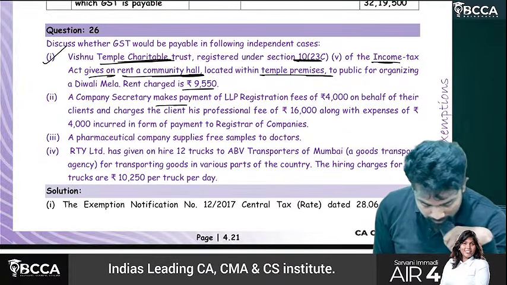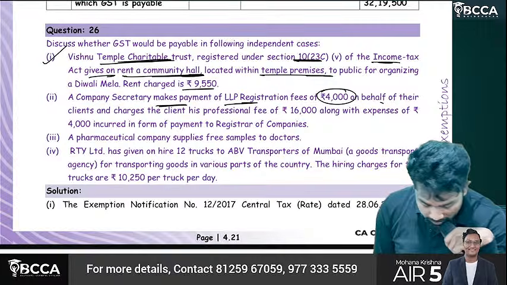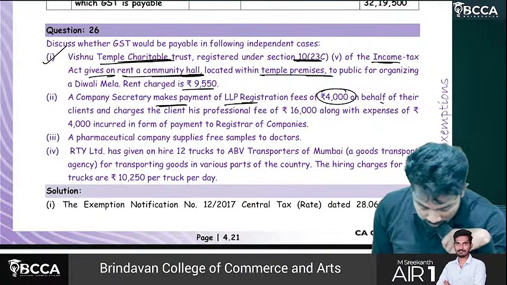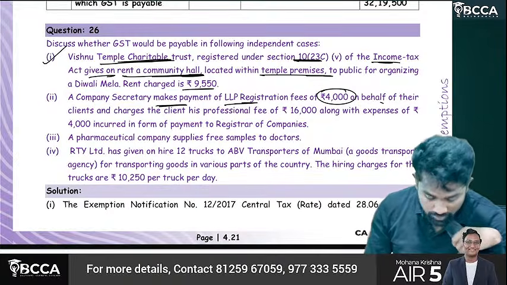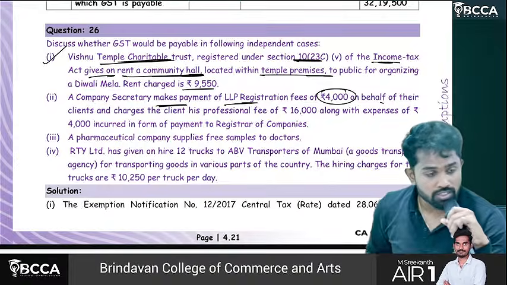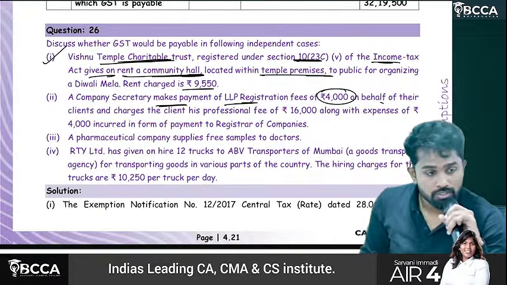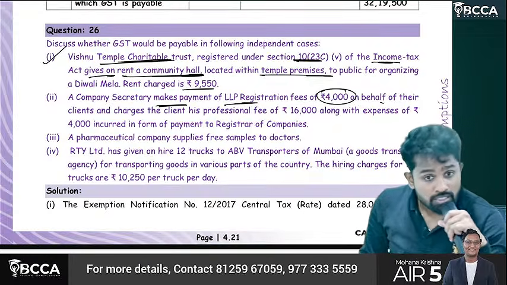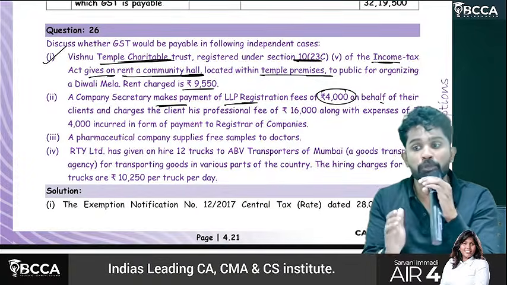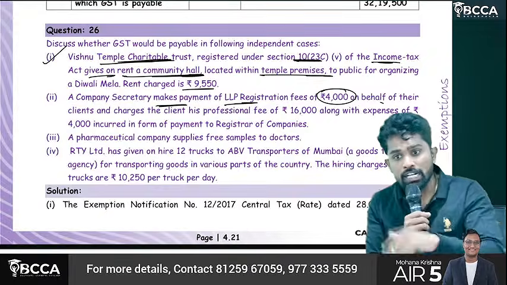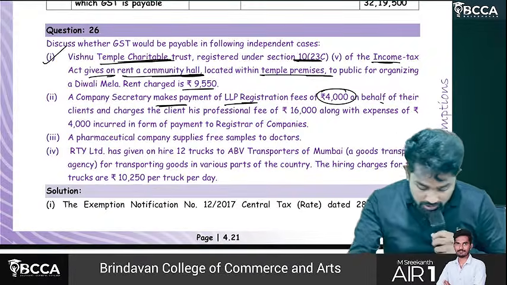A company secretary makes payment of LLP registration fee how much? 4,000 on behalf of their client, and he charged a professional fee of 16,000 along with expenses of rupees 4,000 incurred. Sir, he got total 20,000. 16,000 his fee, 4,000 the fee he paid on behalf of client to ROC. So total how much is the supply value? 16,000 only, sir. Sir, for the 4,000 he is acting as a pure agent. He collects from client and pays it to the ROC. So that part is not supply. Only the professional charges 16,000 is what?